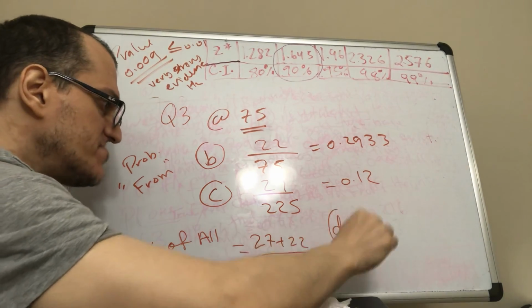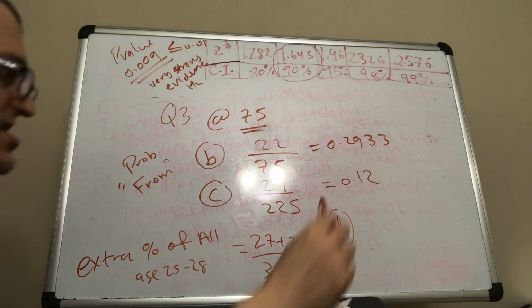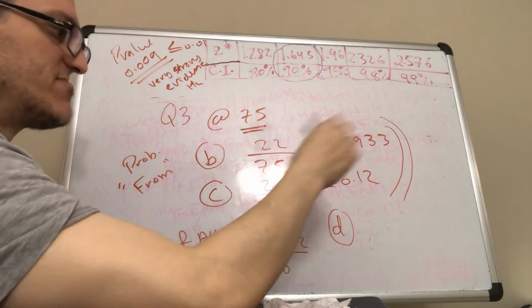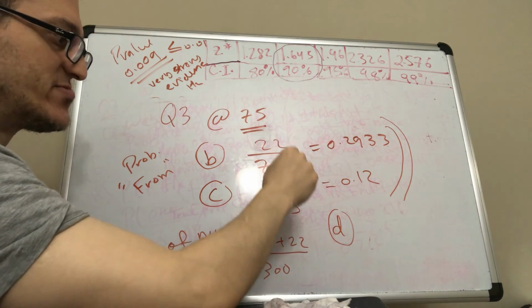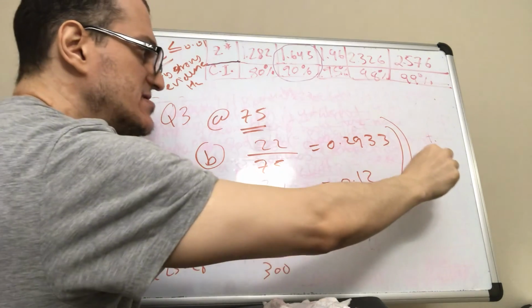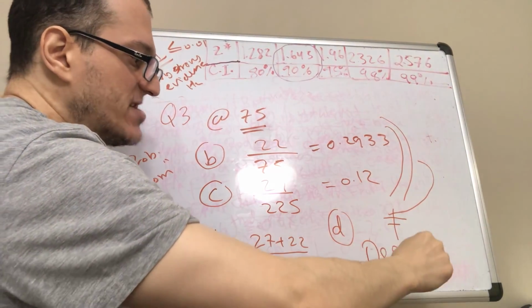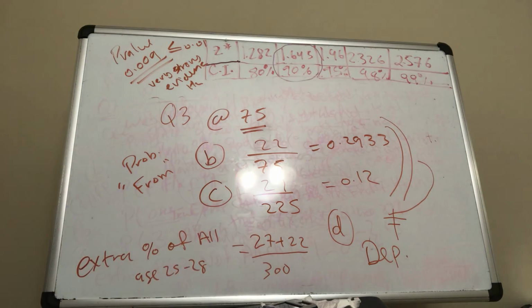And the D question: does the age depend on the status? Do they depend on each other? If these two numbers that you calculated, full-time and part-time, for the same thing, age 25 to 28, are not equal, then they depend on each other. If they are equal, they don't depend on each other. So yes, obviously, of course, they depend on each other.